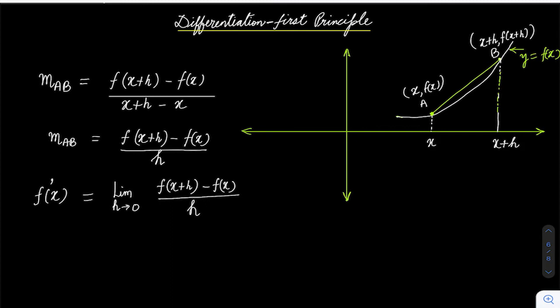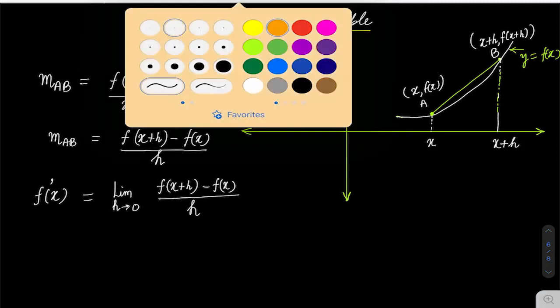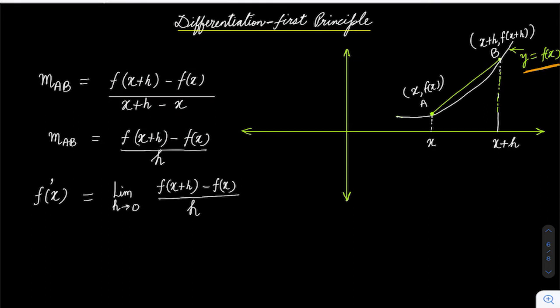Okay, so first I have a curve y equal to f(x). As you can see on the right side, I have a curve y equal to f(x). On this curve I have taken 2 points A and B. A point's x coordinate is x and B point's x coordinate I have taken as x plus h. So obviously the y coordinates of A and B will be f(x) and f(x plus h), because the curve is y equal to f(x).